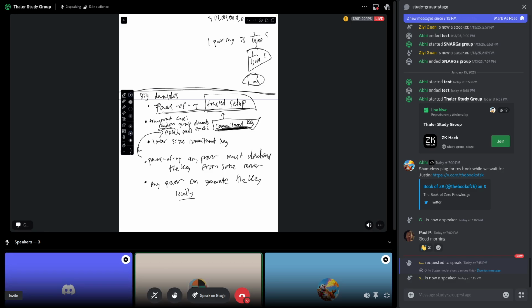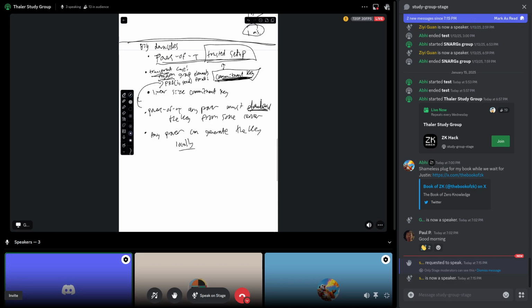I see. And Dory will be this kind of approach, will it? Yes, Dory will be this transparent approach, and on top of that, as we'll see, the key is much smaller. So rather than being linear size, it's square root. Thanks for the question.